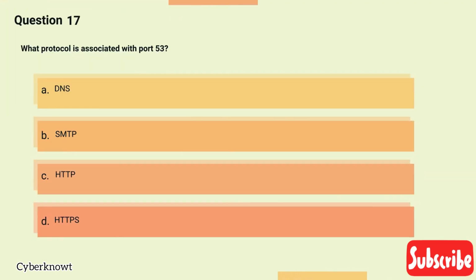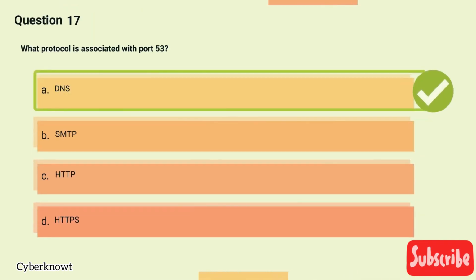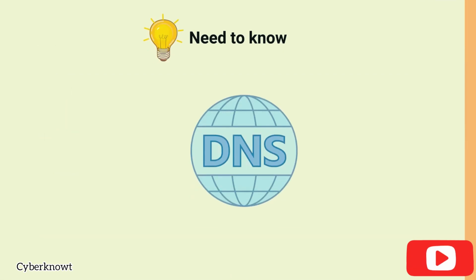Question 17. What protocol is associated with port 53? Option A. DNS. Option B. SMTP. Option C. HTTP. Option D. HTTPS. The correct answer is Option A. DNS. Explanation. Port 53 is associated with the Domain Name Service, DNS protocol.